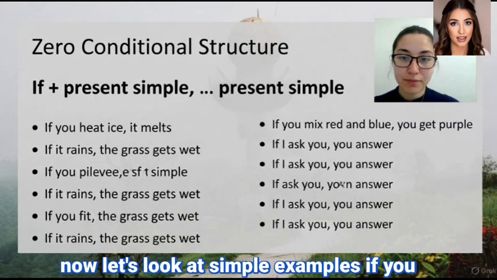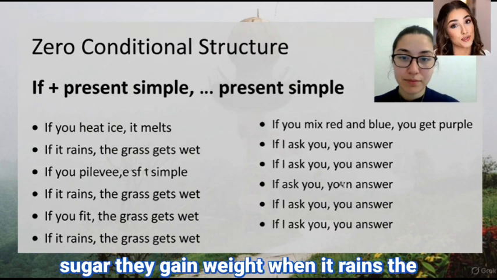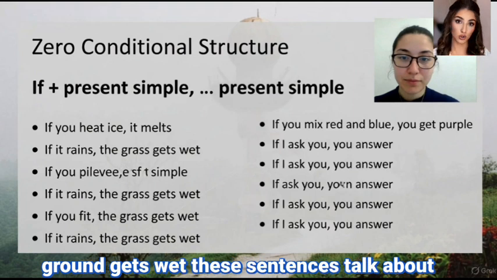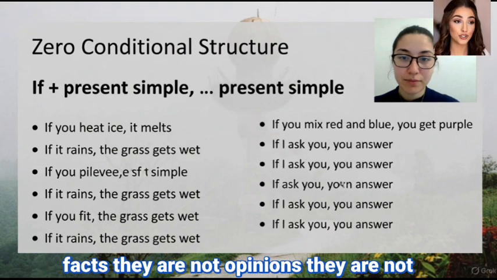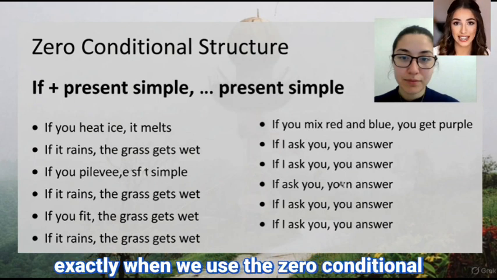Now let's look at simple examples. If you heat ice, it melts. If people eat too much sugar, they gain weight. When it rains, the ground gets wet. These sentences talk about facts. They are not opinions. They are not plans. They are things everyone knows are true. This is exactly when we use the zero conditional.